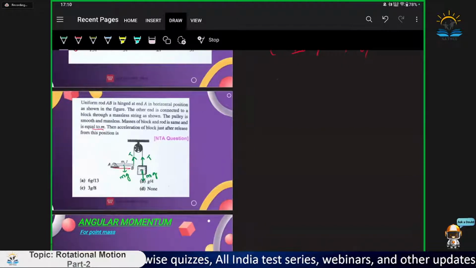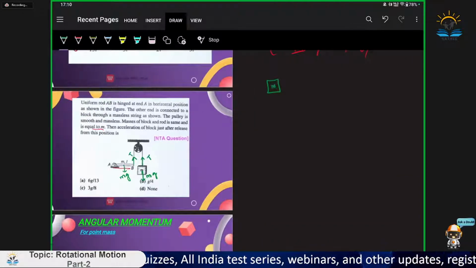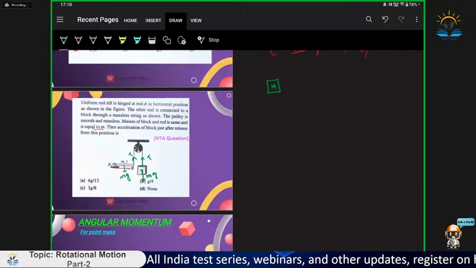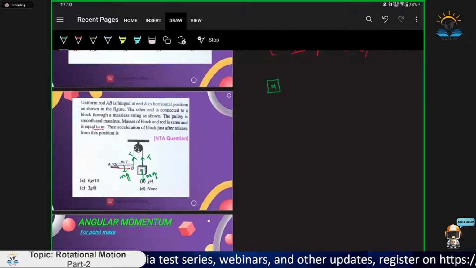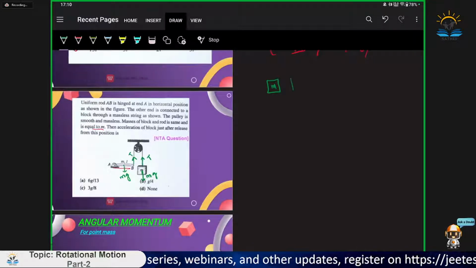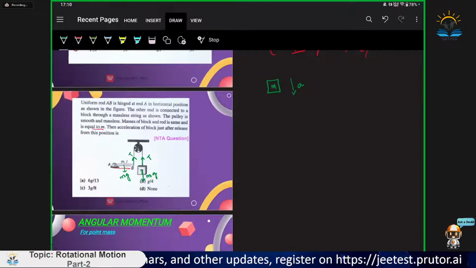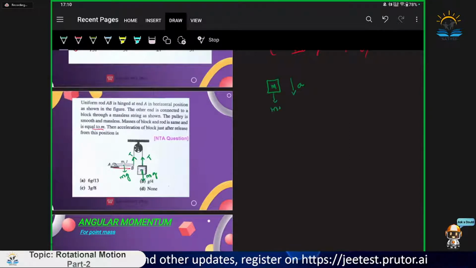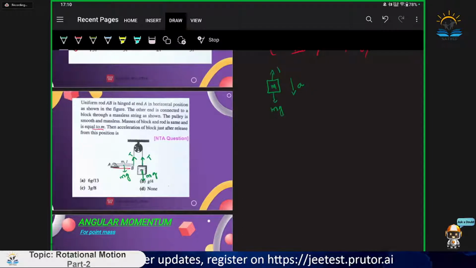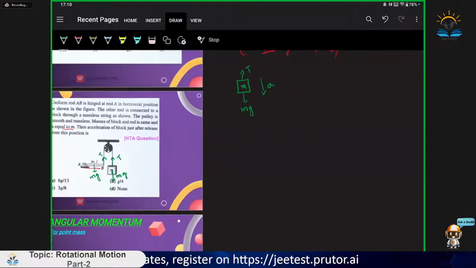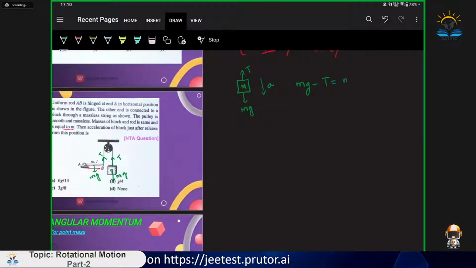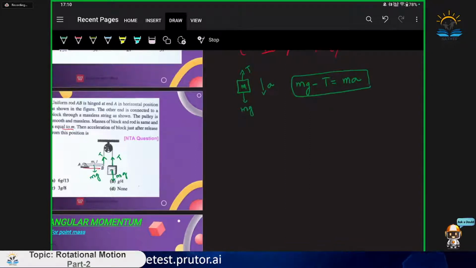On block M, this is the block M. Block M will move downwards, right? If the system is released, its net acceleration will be a downwards. The net force acting is mg downwards and tension upwards. So we will get an equation here: mg minus T equal to M into A. We will need this equation at the end.